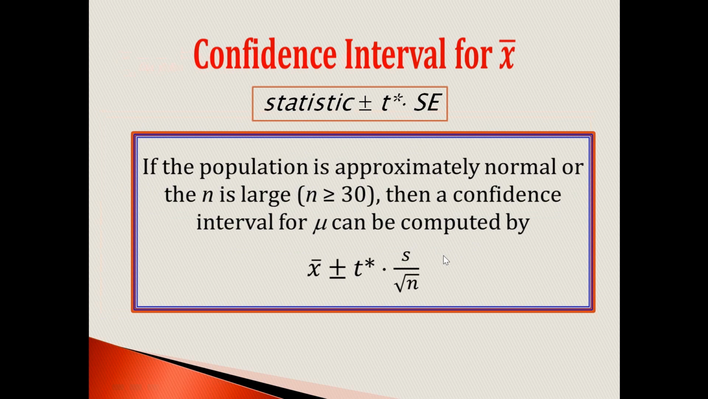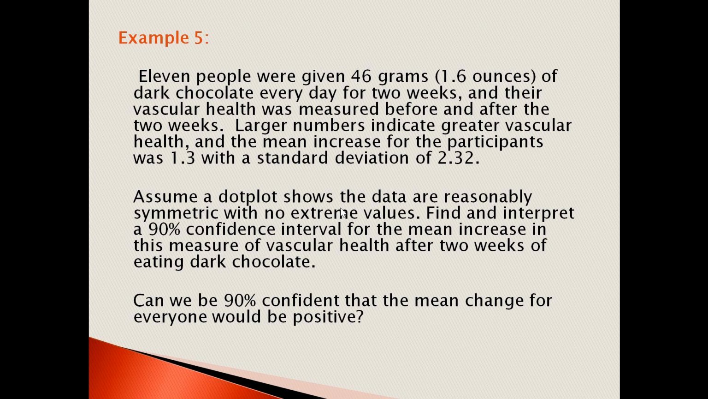But you need to write it down. Write down the formula for the confidence interval, which is again the statistic plus or minus t stars times the SE. Instead of SE, you can write S divided by square root of n. So let's see an example.